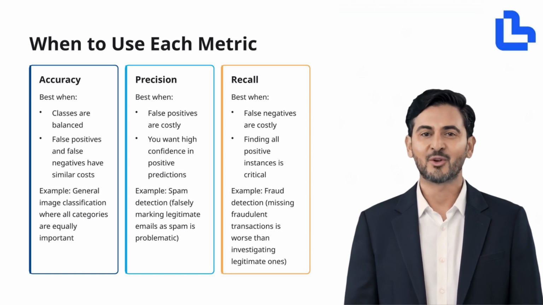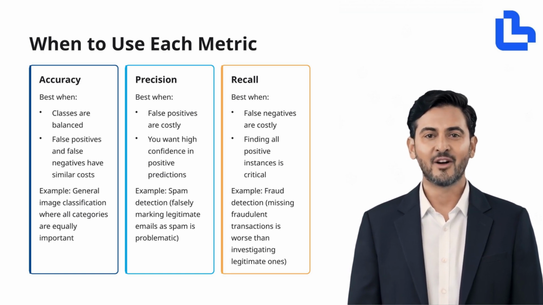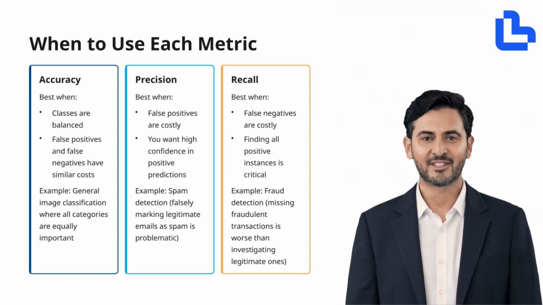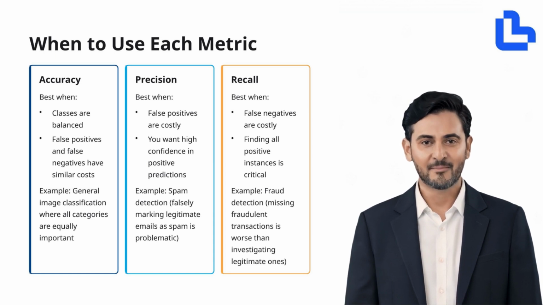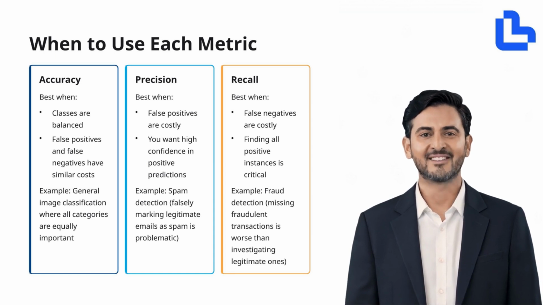A classic example is spam detection. If your model incorrectly flags legitimate emails as spam, it can lead to missed communications and frustrated users. In this case, high precision ensures that only true spam gets filtered out.